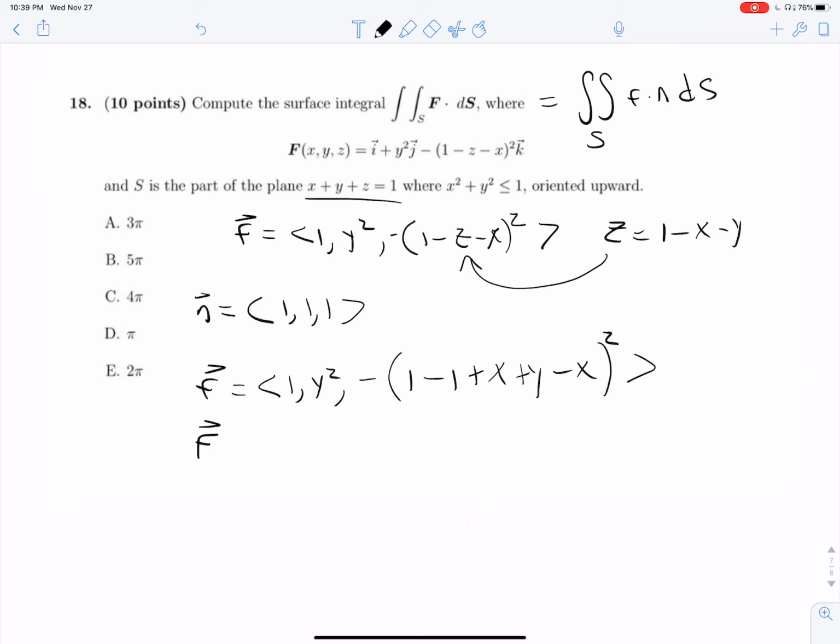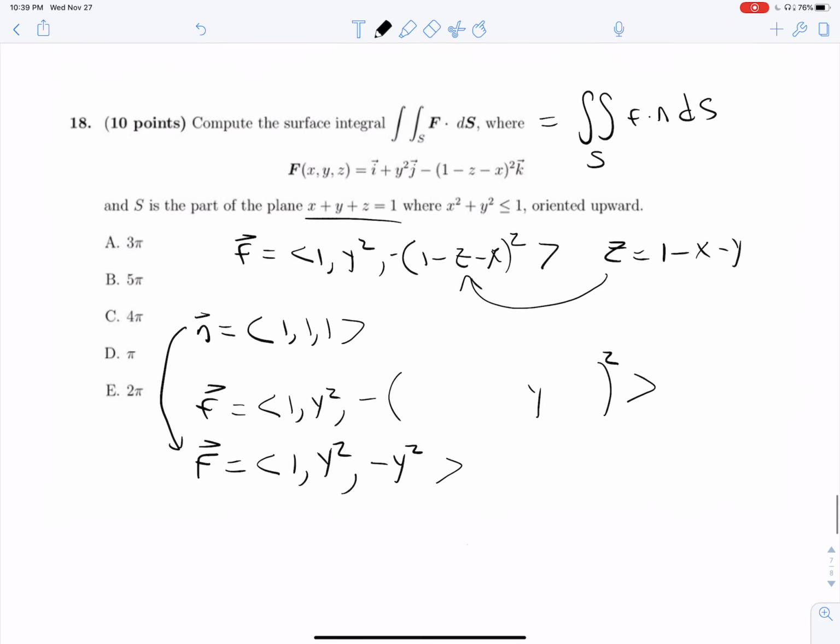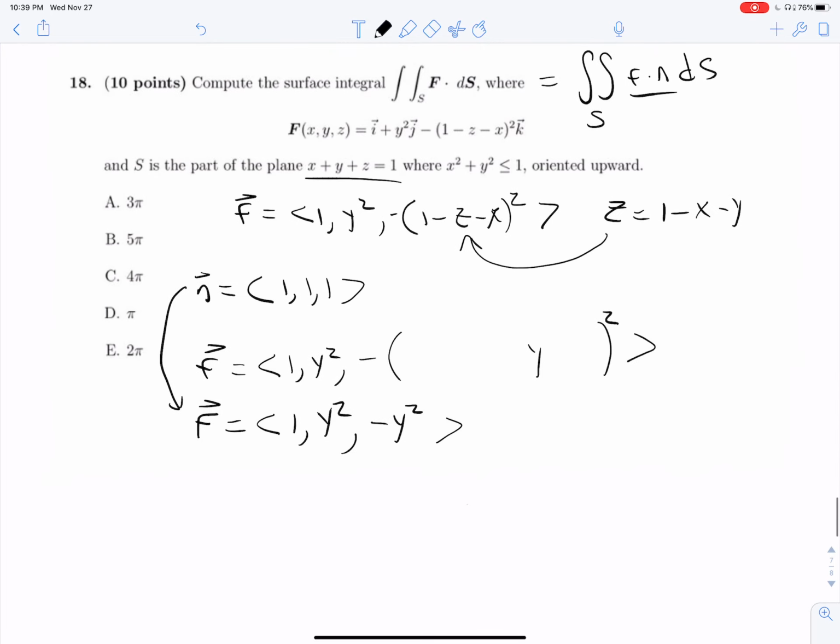And this is going to evaluate to <1, y squared, and let's see, we're going to cancel here, and we're left with negative y squared>. And so this is perfect because now when we do n dot F, or F dot n as we have it written up here, we are going to get 1 plus y squared minus y squared. And so now all we're left with is a double integral over S of 1 dS.